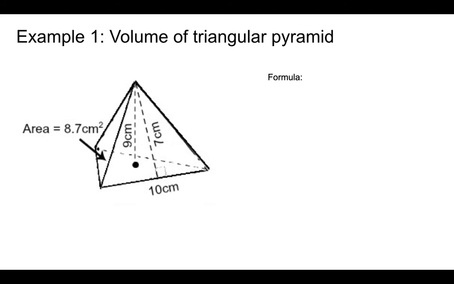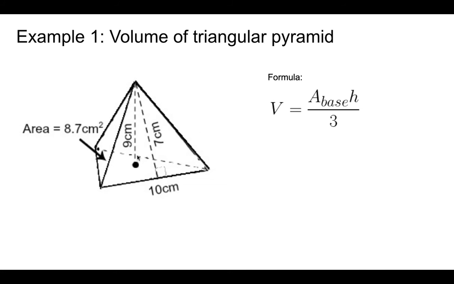So that's why the general formula for the volume of a pyramid is the area of the base times the height divided by 3. Because if you remember, the volume for the prism was the area of the base times the height. So now we're doing the same thing divided by 3.